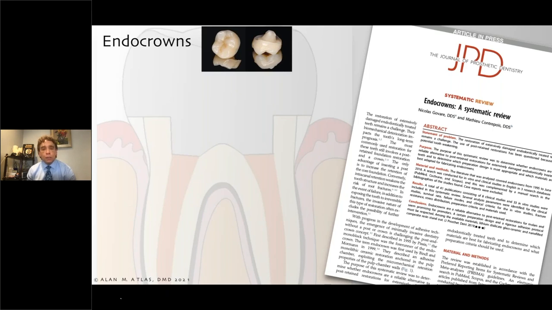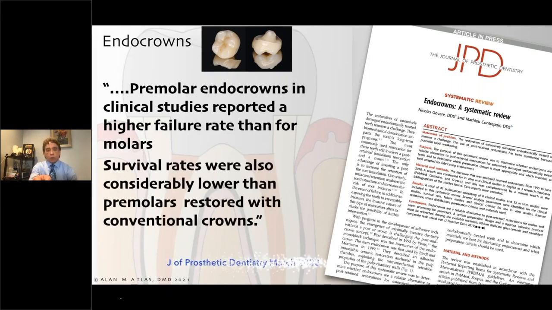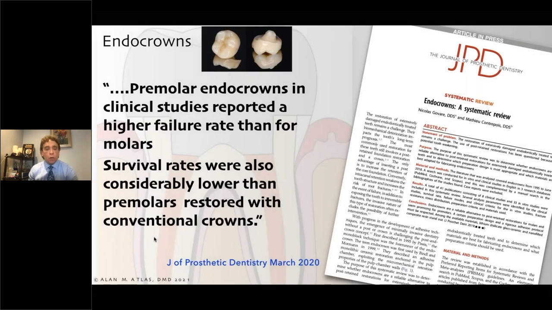But the problem is the fit. Is it reliable? Is it accurate? And we're finding that premolar endocrowns in clinical studies, and this is a systematic review done just recently, reported a higher failure rate than for molars, probably because of the anatomy of the canal. Far more difficult. The other thing is you can see it's like a little extension into the canal. Survival rates were also considerably lower than premolars restored with conventional post and core crowns.